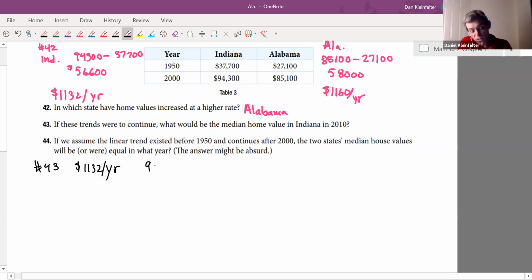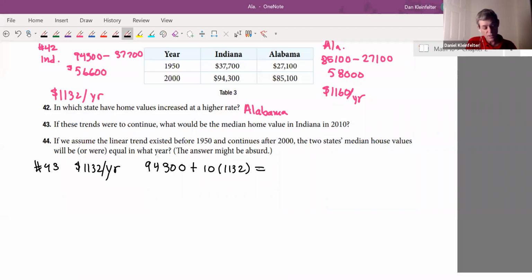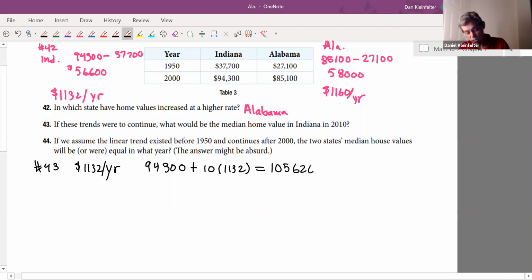So the value in 2000 was 94,300. And so then we'll just need to add to it 10 years worth of increases, right? So 10 times 1132. So we'll have 94,300 plus 11,320, or 105,620. Okay. All right, so there is that.